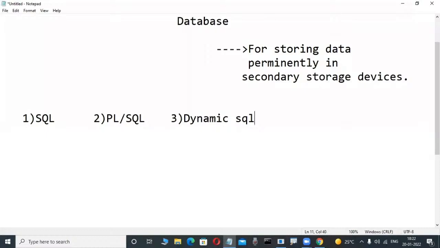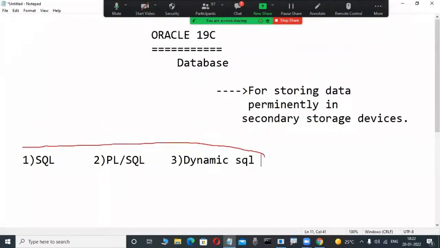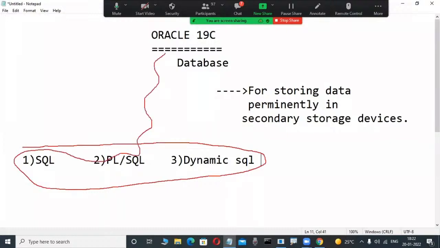Dynamic SQL, that is a small one only, because PLSQL we have good knowledge, so it is a little bit of an extension. Dynamic SQL language. These three languages you have an idea of. And through these three languages we are operating what? This software only, Oracle software.